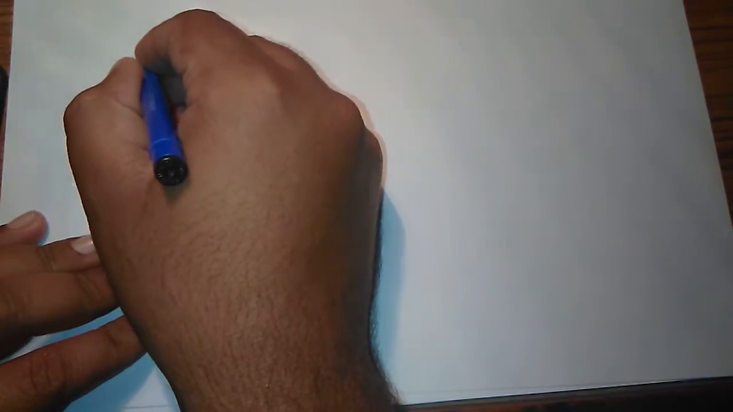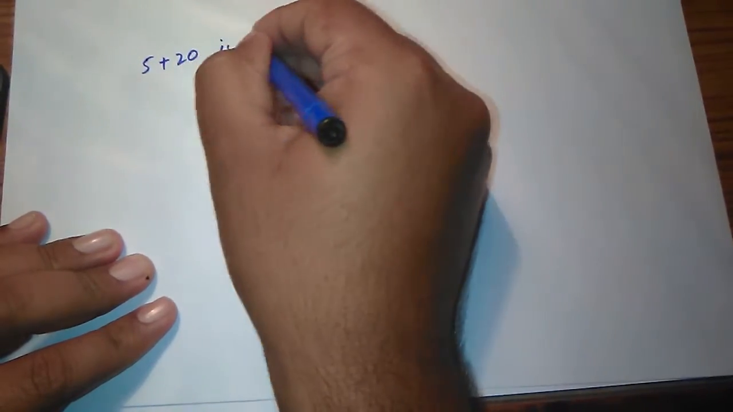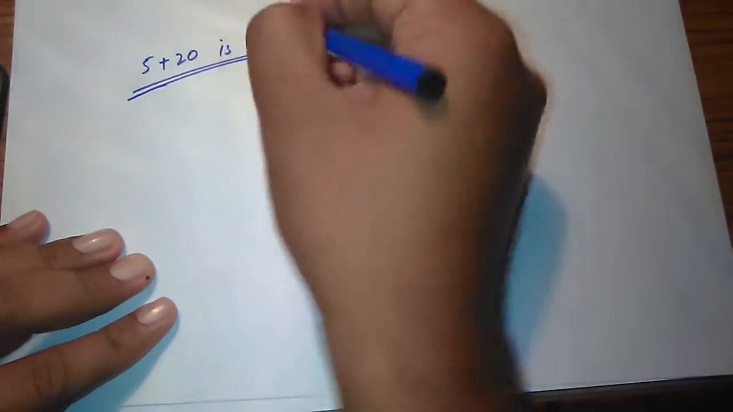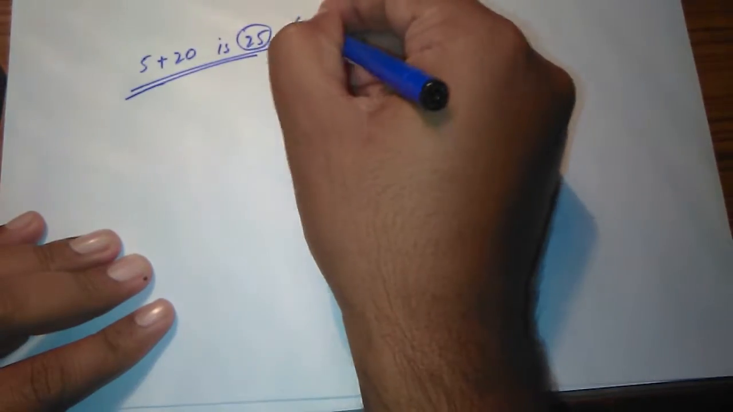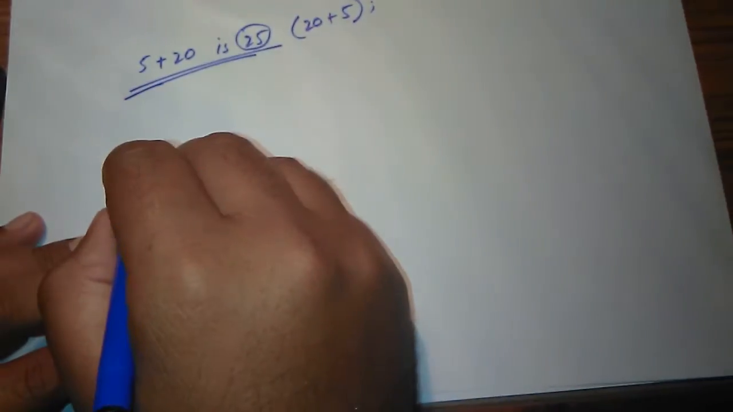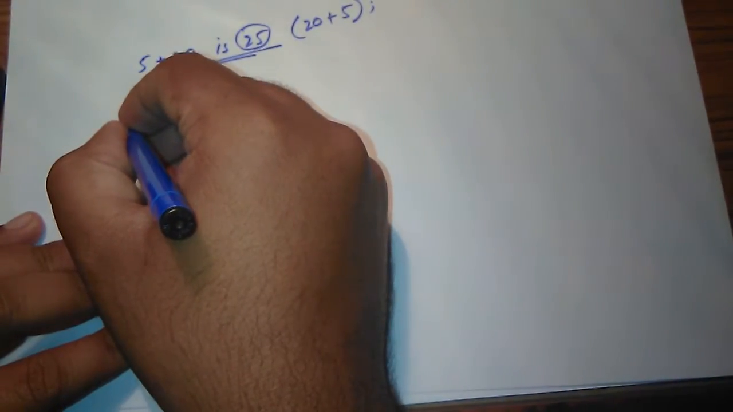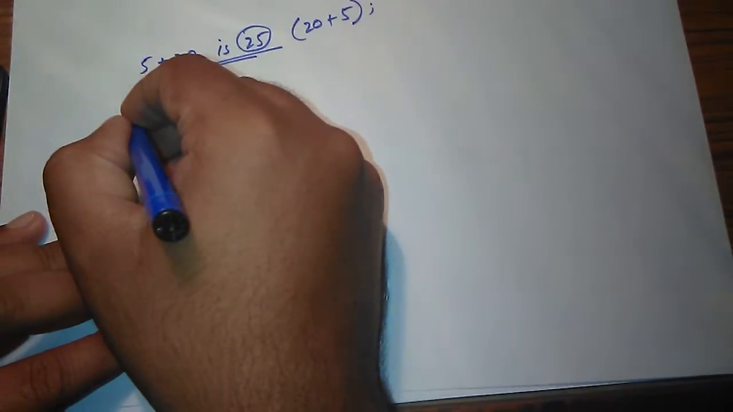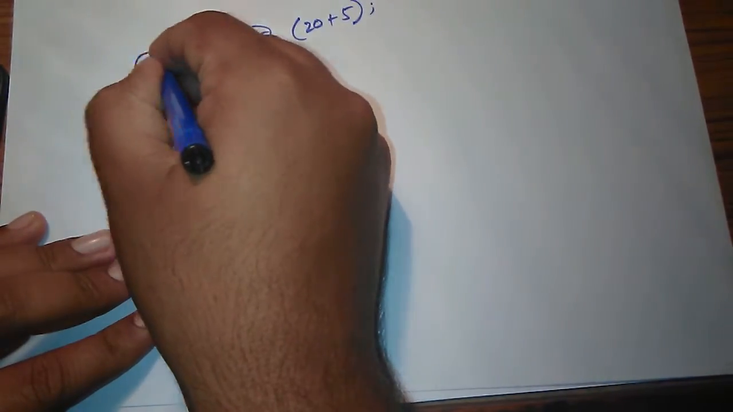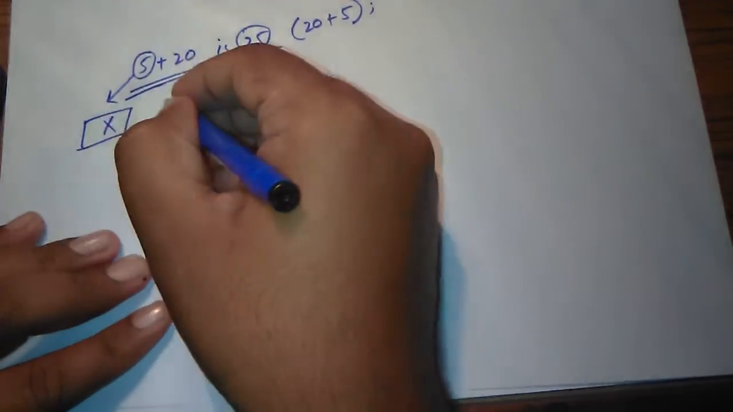First we wrote that the sum of 5 and 20 is 25. Then we proceeded in this way, and the result was the same. Now I am going to tell you why we need to assign variables. What we will do is store this in RAM, in a variable.